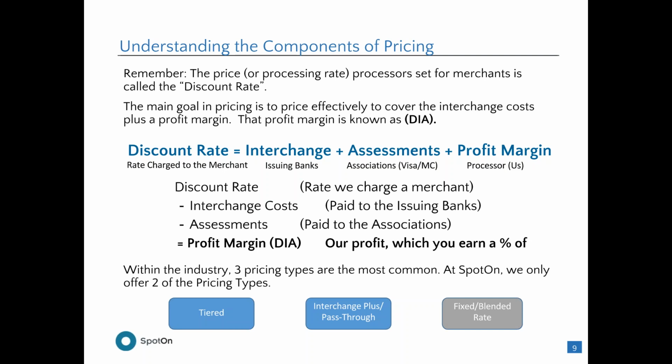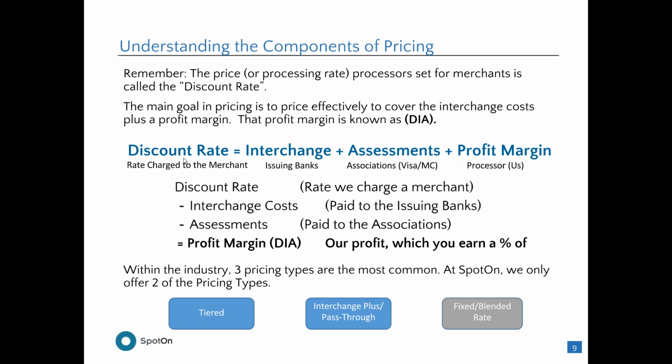Now, when a processor is building a rate for a merchant, think about pricing for any industry. The main goal when you're pricing something is to price effectively to cover your costs, and in our industry, the costs are interchange and those assessments, those card brand fees, and then you build in your profit margin as a business, right? In our industry, that profit margin is known as IAP, and you probably can surmise why it's IAP, but I'll get to that in a moment. So let's break this down a bit.